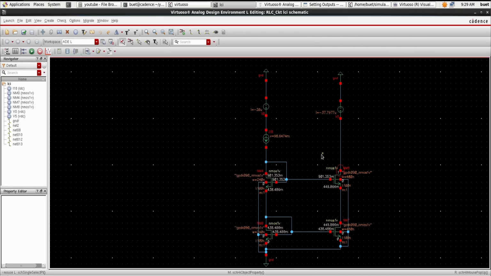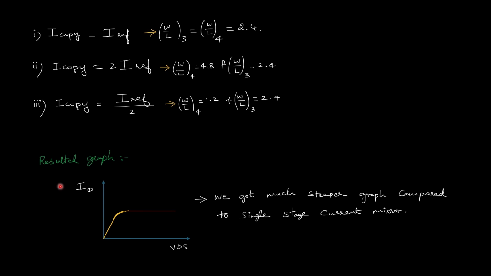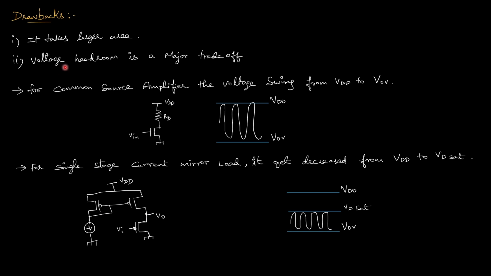You can try the third condition on your own. Just replace the W by L value as 1.2 on the output branch to observe half the value of I reference in your I copy. So when we try to plot our output characteristics, we obtained a significantly flatter curve compared to the simple current mirror. Now let's look into the drawbacks of using the cascode current mirror.